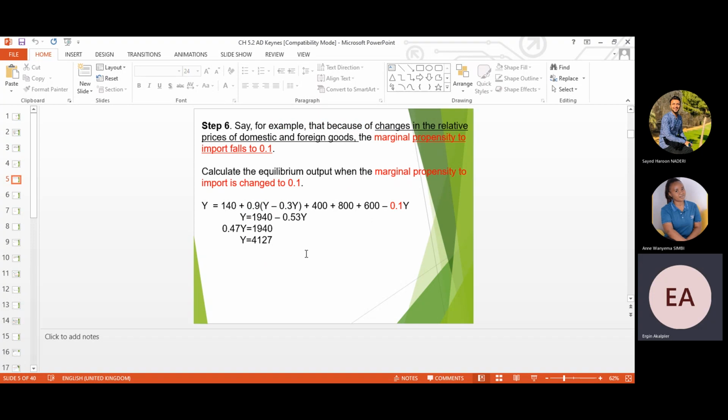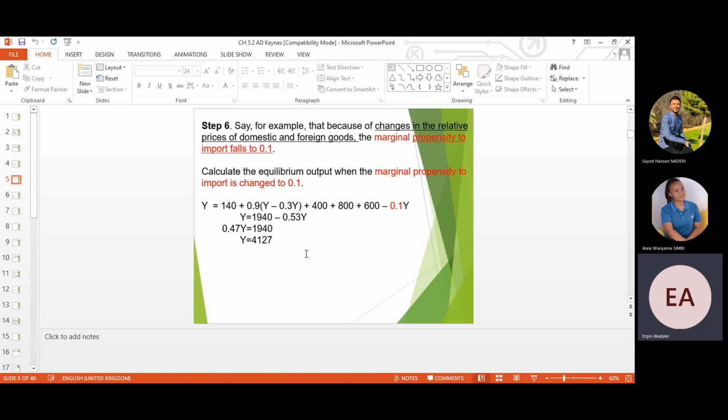Say, for example, that because of changes in the relative prices of domestic and foreign goods, the marginal propensity to import falls to 0.1. Now we suppose the propensity to import is reduced and calculate, because it was 0.15, the equilibrium output when the marginal propensity to import is changed to 0.1. Then a similar application will be done. Then we summarize it, and as you see, the output will become higher than before when you reduce the marginal propensity to import. This is affecting and changing positively. You can interpret also the output, so-called GDP, to a higher level.